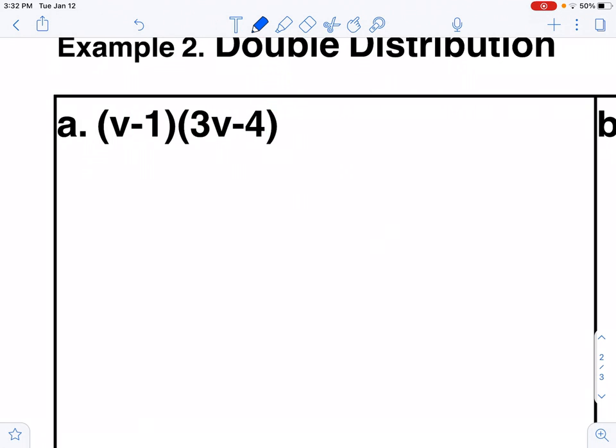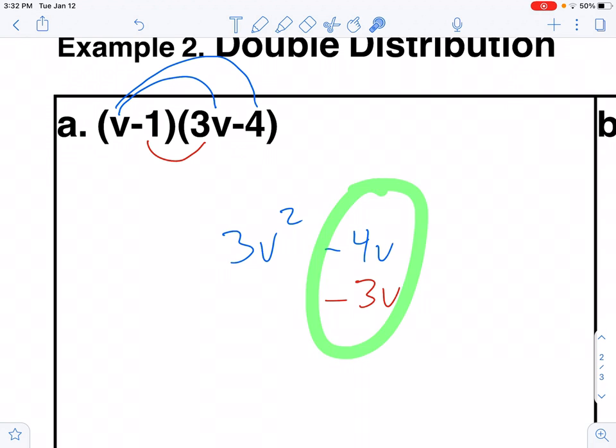So I'm going to do blue. V times 3v is going to give me 3v to the second power. V times negative 4 is going to give me negative 4v. So I take my first term and I distribute. Then in red, I'm going to take my second term and distribute. So my second term was negative 1, so negative 1 times 3v is negative 3v. And I'm going to write that underneath my 4v because they are like terms. And then negative 1 times negative 4 is positive 4.